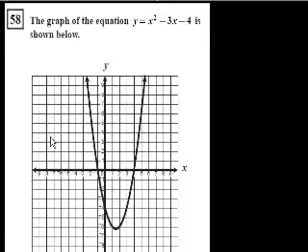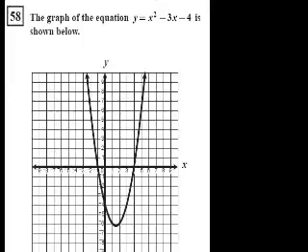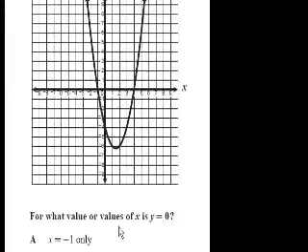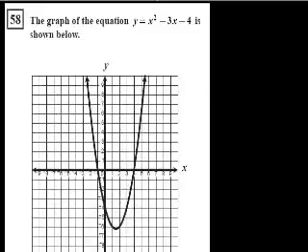On problem 58, the graph of the equation y is equal to x squared minus 3x minus 4 is shown below. Fair enough. For what value or values of x is y equal to 0? So they're essentially asking, when does this equal 0, right? They want to know when does y equal 0. So what values of x does that happen?